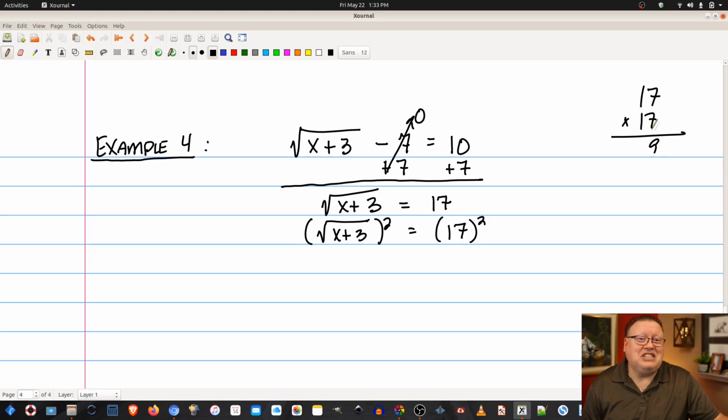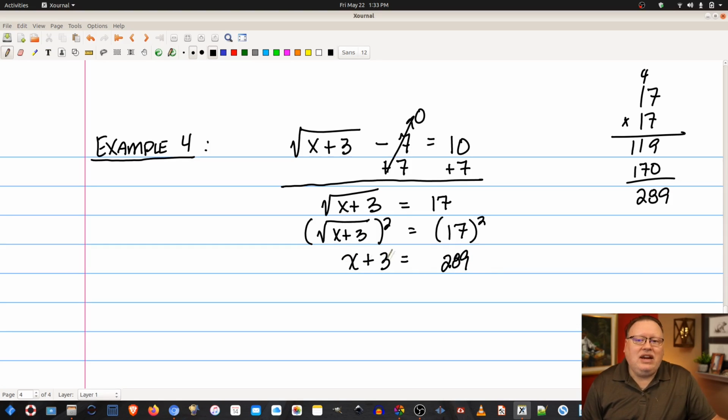7 times 7 is 49, carry the 4. That's 119. 0, and that's 17, so we get 289. Okay, so if we square the square root of x plus 3, we end up with what's under the radical, which is just the x plus 3. And 17 squared we found to be 289.